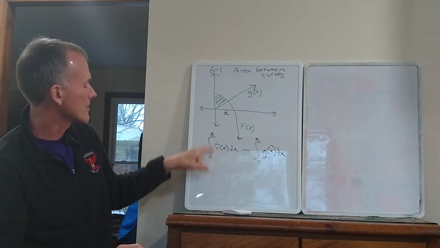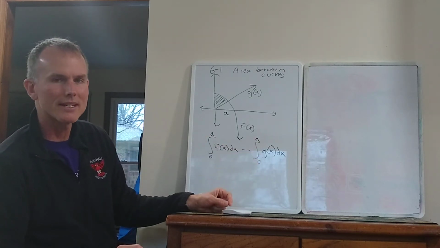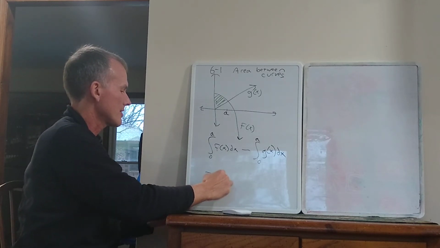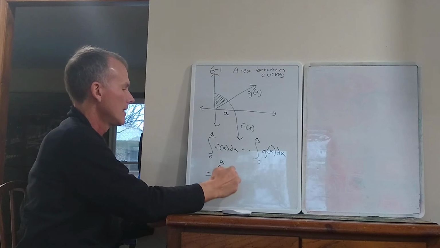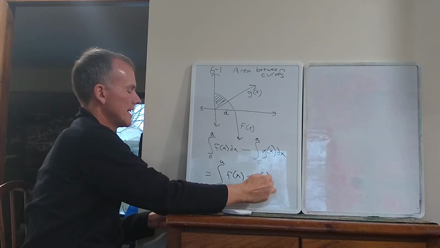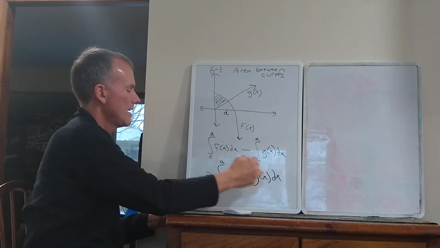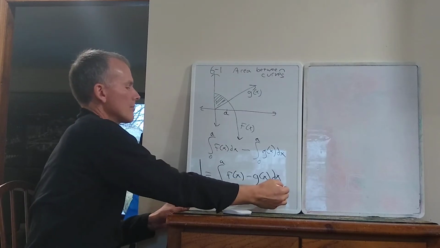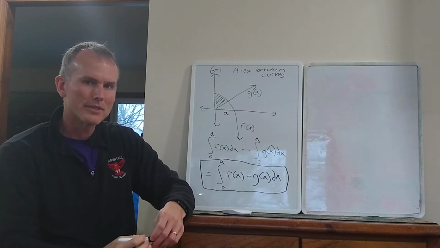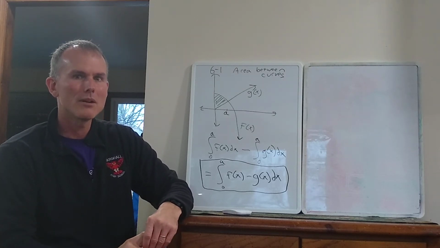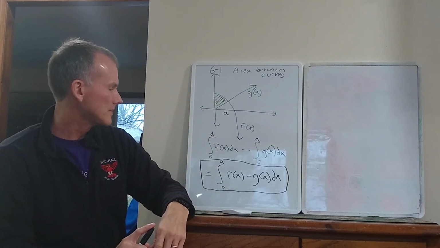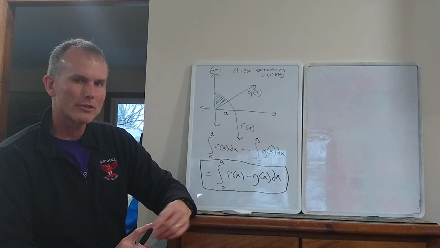Now, I can simplify this expression just a little bit. This is the integral from 0 to a of one function minus the integral from 0 to a of another function. I can rewrite that as one definite integral. That's just the integral from 0 to a of f of x minus g of x dx. And this is essentially a formula that we can use to find the area between two curves. That's the area between two curves, and this is how we find it. Now, that's one example, and I didn't put any functions with it.